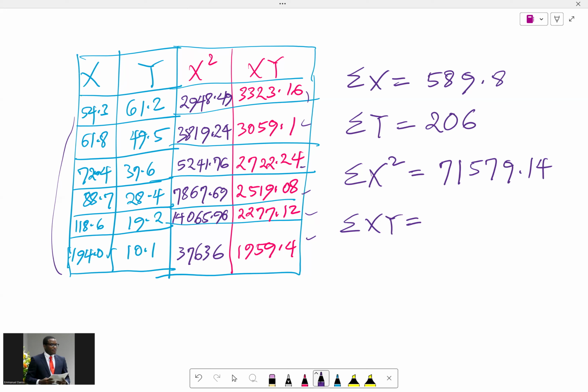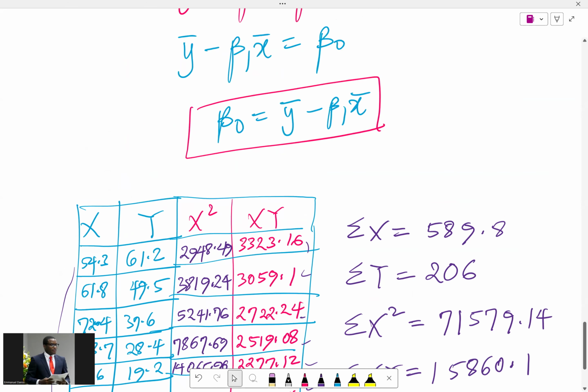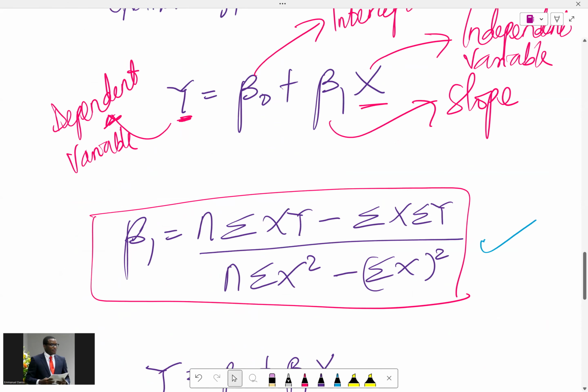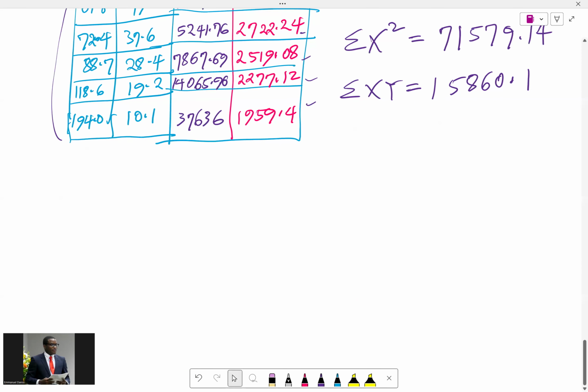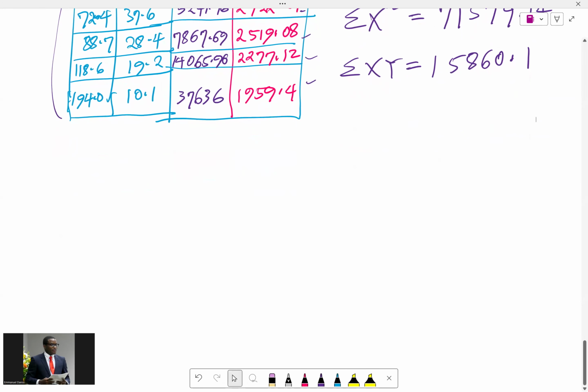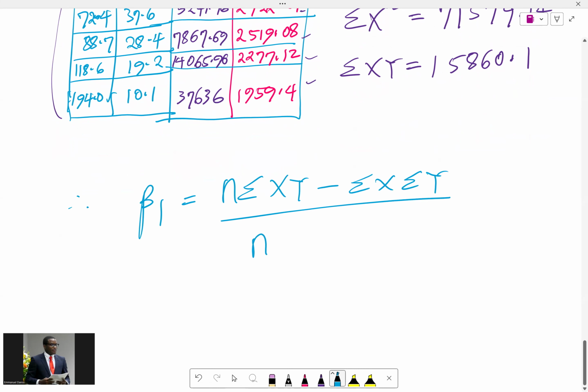Okay, so that would be 15860.1. All right, so this is a kind of breakthrough that if you can do this carefully enough and get all the answers out, you have a kind of breakthrough already. But that's not the end of the trouble. So we now say, therefore, B1, you remember? B1 is what we are looking for. That's n summation x y minus summation x summation y divided by n summation x squared minus summation x all squared.